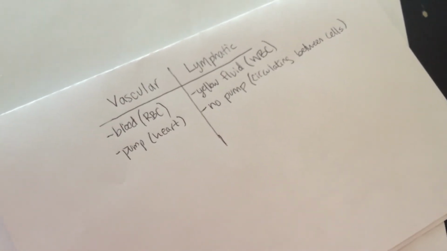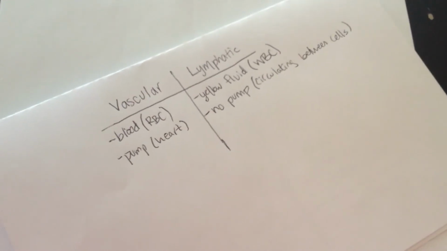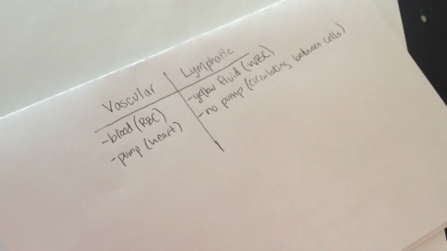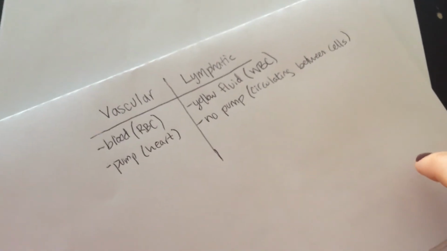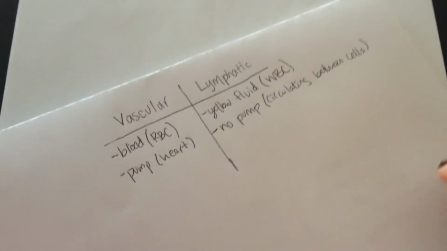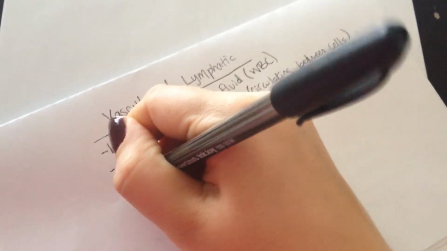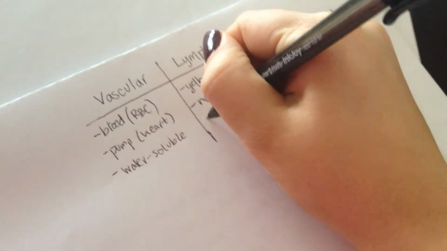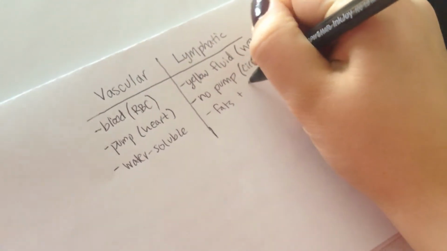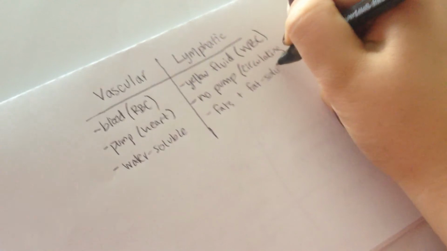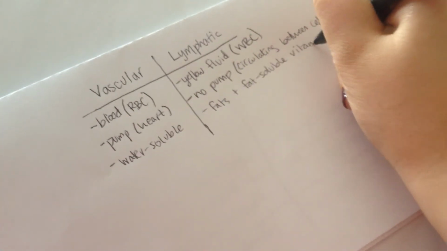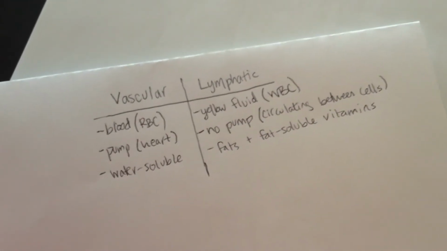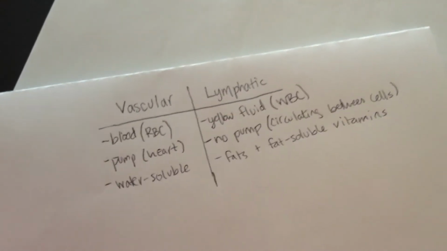Now, the last thing that I want you to know about the vascular system and the lymphatic system is going to be what each of them transfers. So the vascular system is going to be transporting the majority of nutrients, and that's going to be everything that's water soluble. And then the lymphatic system is going to be transporting your fats and fat-soluble nutrients like your fat-soluble vitamins. Those are the main differences that I want you to know about the vascular system and the lymphatic system.